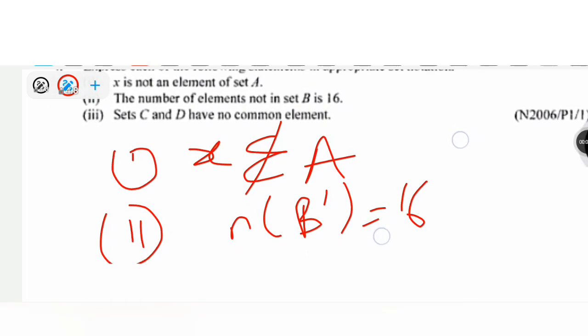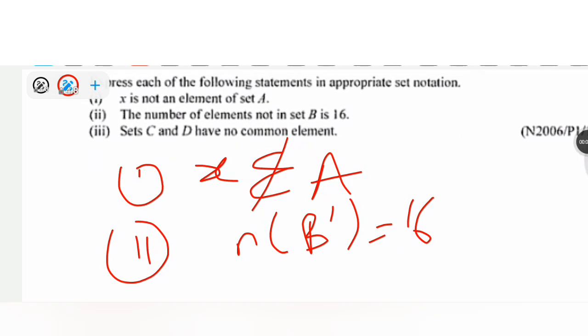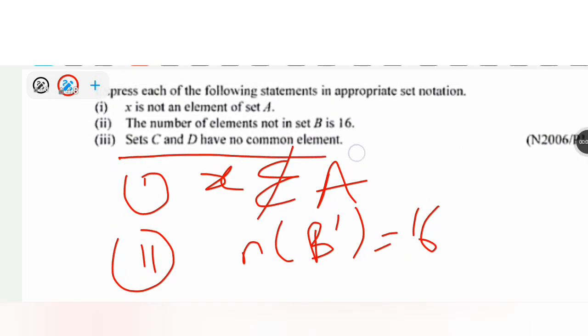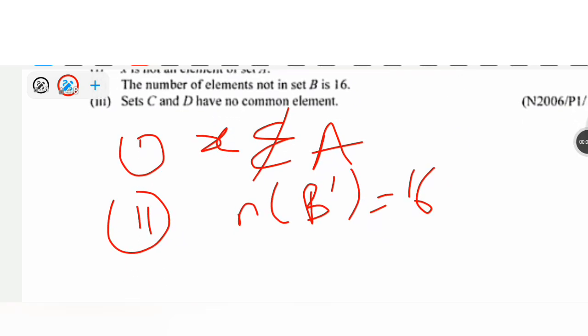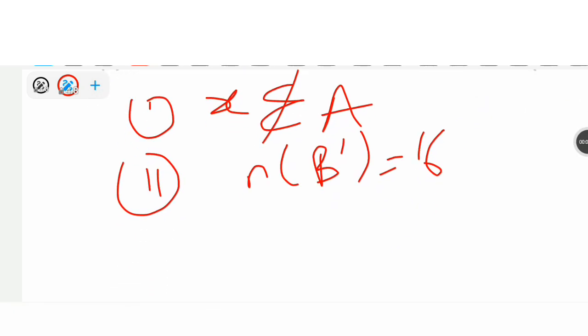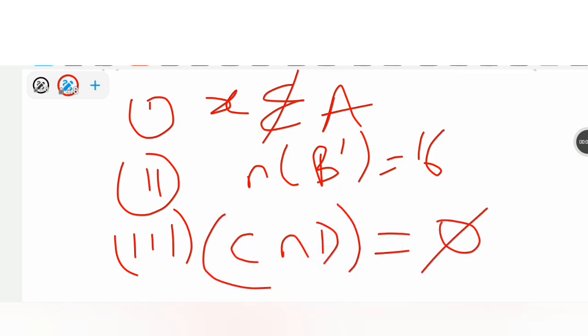Set C and D have no elements in common. That means they are disjoint. So C intersection D equals the empty set. Nothing is common between the two of them.